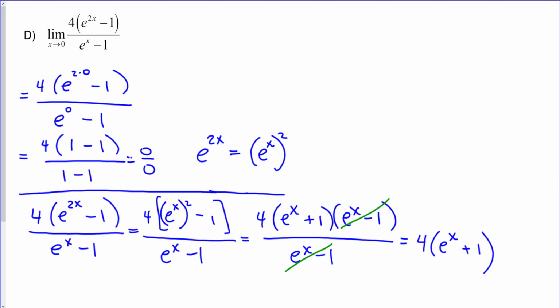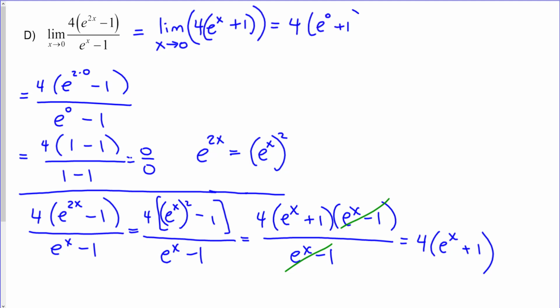So this would be the limit as x approaches 0 of 4 times e to the x plus 1, which would be 4 times e to the 0 plus 1 when I evaluate the limit, 4 times 1 plus 1, or I get 8.